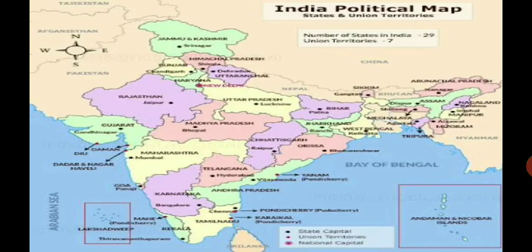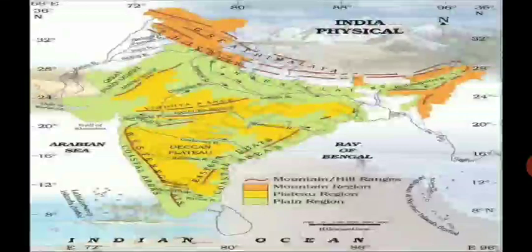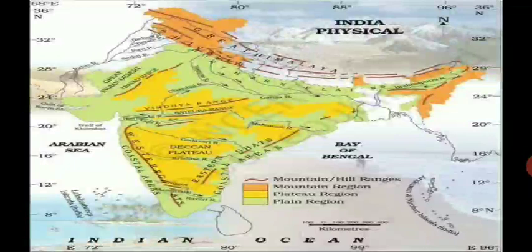Next is the India physical map. In your Indian physical map, the natural features on the earth in India include the Great Himalaya. This is the mountain. Look, some colors are given here: plateau regions are shown in yellow color, plain regions are shown in light green color, mountain regions are in orange color, and the mountain or hill regions are shown by curved lines.